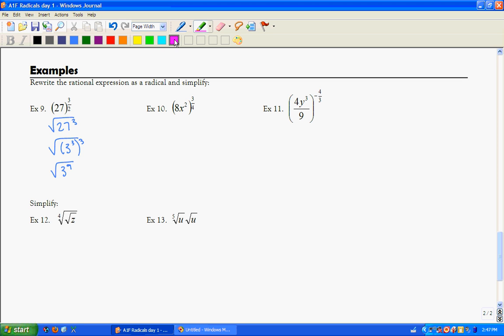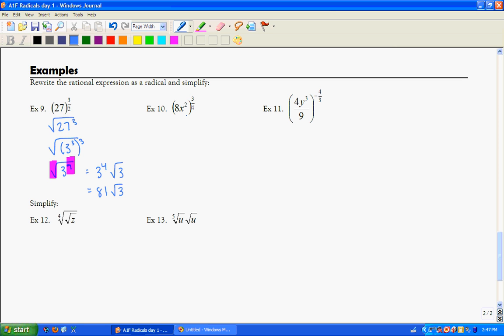So again, you could ask yourself, how many times does 2 go into 9? And the answer is 4. And you would have 1 left over. So the final answer is 81 square root of 3. You can do the same thing for number 10, example 10.